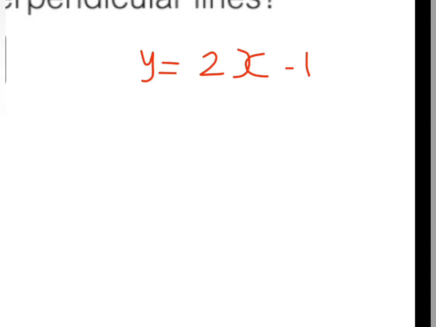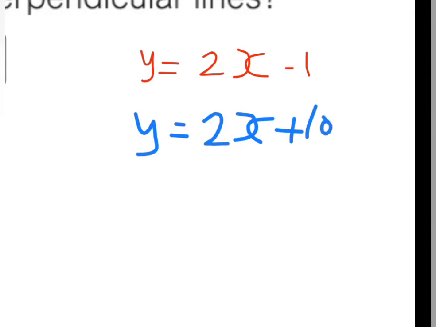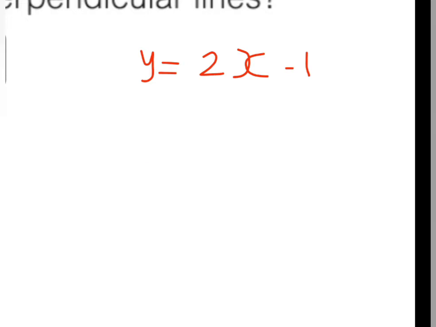So the line parallel to this one is 2x plus 10, for example. And how do I know it's parallel? Because I'm using the same gradient. With perpendicular lines, it's not the same. With perpendicular lines, you have to use a gradient that when you multiply it by the old gradient, you get negative 1. Now, how do you do this in an easier way?